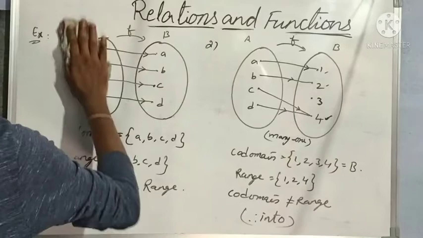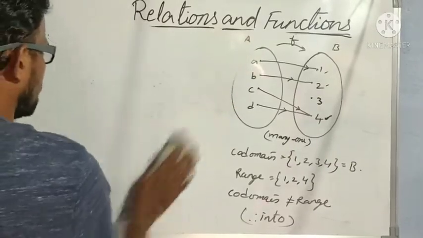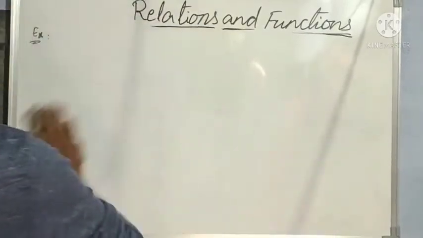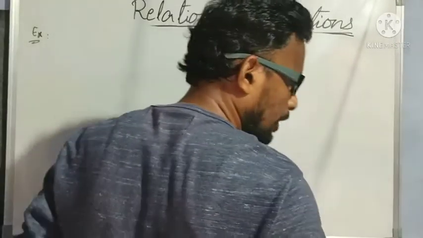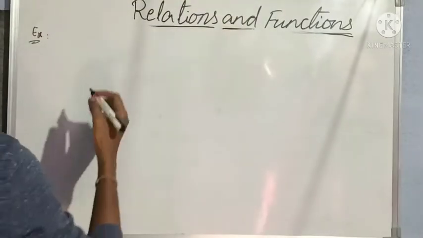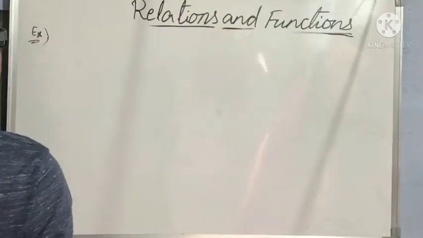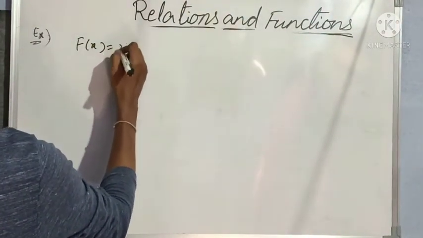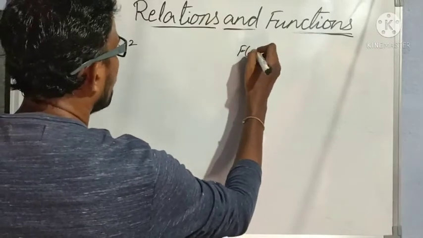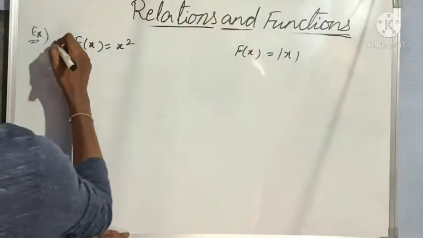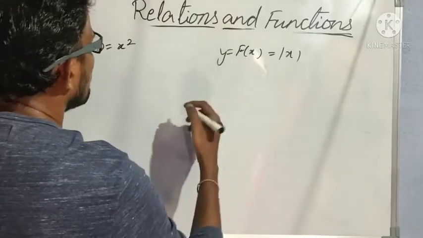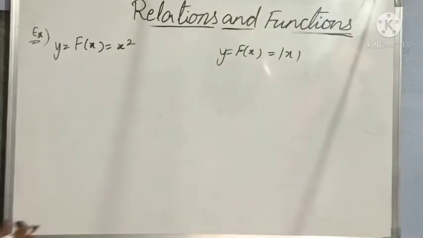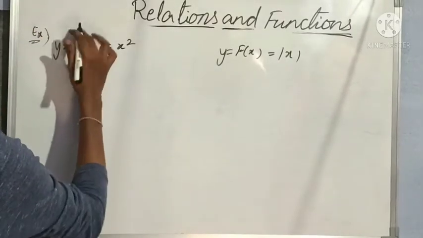So let us understand in detail by using graphs, how to identify whether a function is one-one, many-one, onto or into. First let us understand one-one and many-one. For example, f(x) = x square and f(x) = mod x. In the place of f(x) you can take y also. So y = f(x) = x square and y = f(x) = mod x. Now, small f(x).